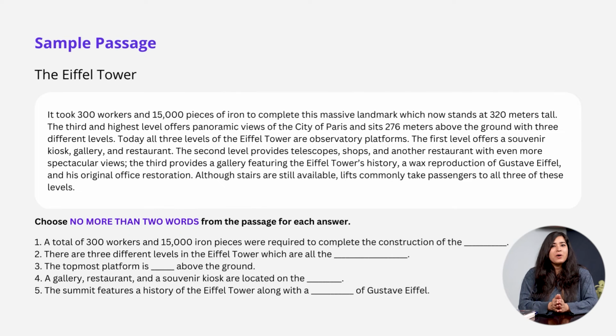Number 3, the topmost platform is blank above the ground. Number 4, a gallery, restaurant, and souvenir kiosk are located on the blank. And number 5, the summit features a history of the Eiffel Tower along with the blank of Gustave Eiffel. Now take a moment to read through the passage and answer the questions. Following that, I'll go through the answers. Be on the lookout for keywords in the question and the passage.